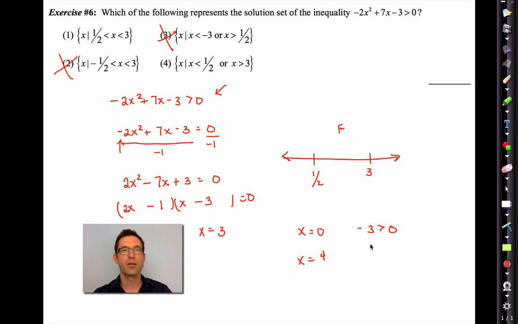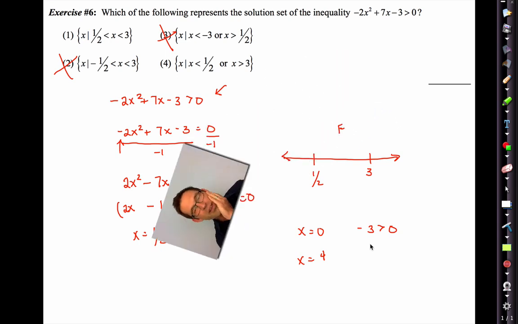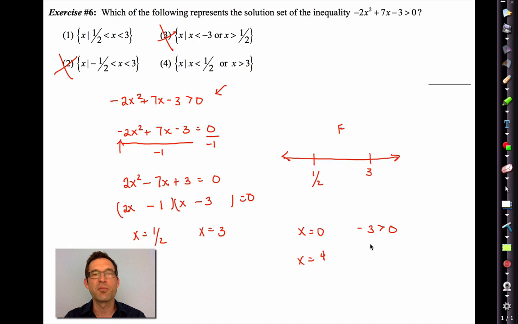Well, that can't be right. Let's see. What happens if I put 4 in? I didn't work this one out, which is a little weird. Why is that not working? Oh, I know why it's not working. Sometimes I make mistakes. Actually, often I make mistakes. Do you see what mistake I'm making?